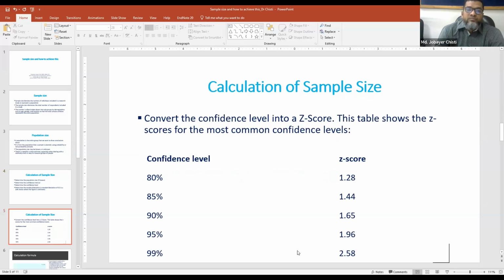And for the calculation of the sample size, what I have shown in a previous slide for the confidence level, that confidence level needs to be aligned with the Z-score, and there is a conversion of the confidence level to the Z-score for the calculation of the sample size. We don't need to memorize this, we just need to know this.